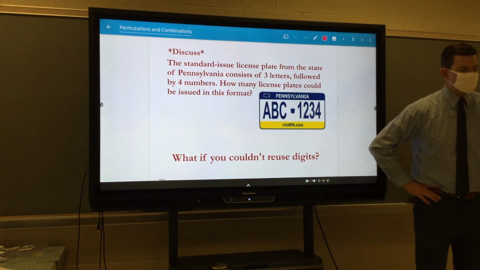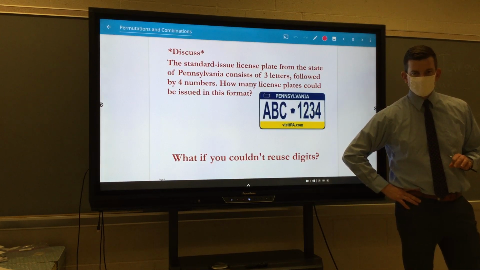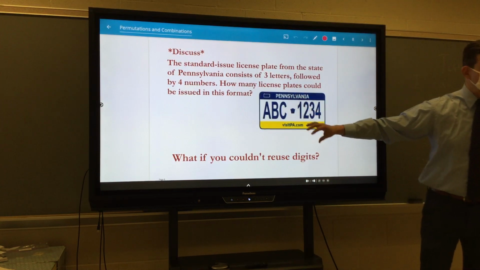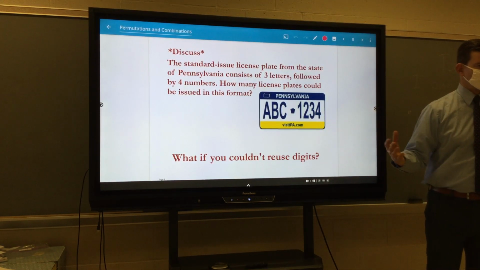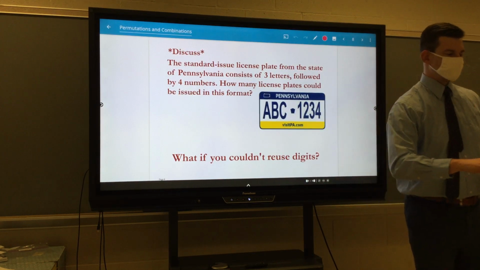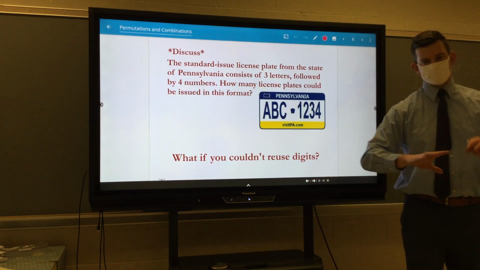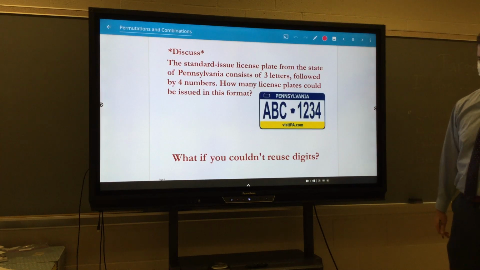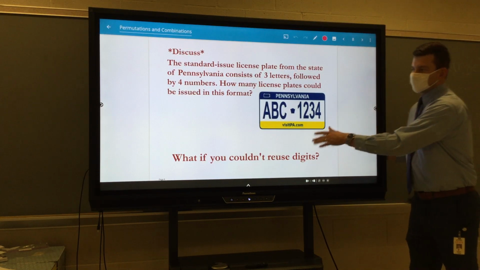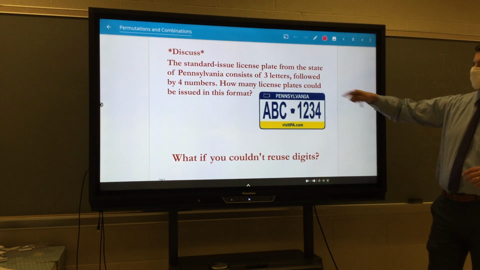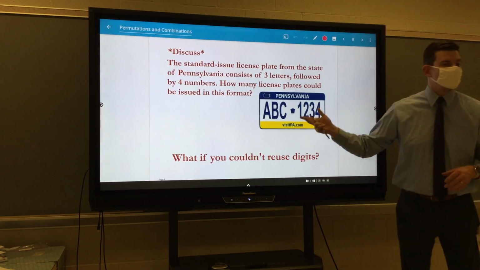Now, a standard issue Pennsylvania license plate looks like this, where we have 3 letters, the little keystone symbol, followed by 4 numbers. Now, this is ignoring personalized plates, vanity plates, those sorts of things. This would just be if you're letting them assign you a license plate, this is the format that it takes. Now, we want to determine how many license plates can be issued in this format.